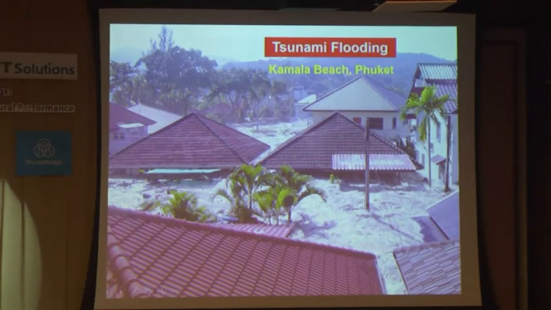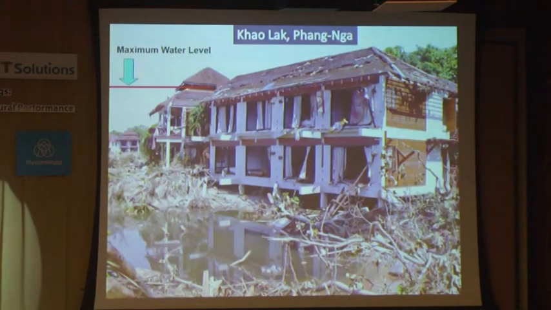It's a picture of tsunami wave that when it flow onto the land. It's in Kamala Beach in Phuket. Okay? It created a sudden flood with high water velocity. And that's a picture in Phang Nga, southern province of Thailand near Phuket. It showed that the depth of the flooding was about 6 to 7 meters.